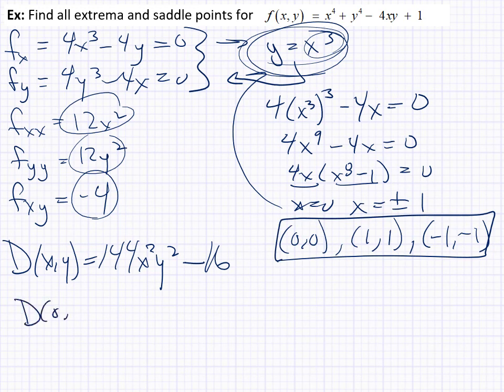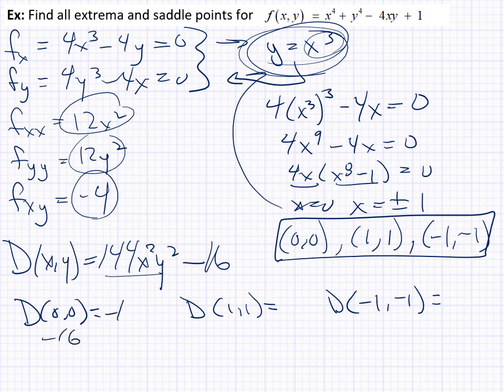Let's look at the discriminant at 0, 0. We'll look at the discriminant at 1, 1. And the discriminant at -1, -1. And then if we have to, we'll look at fxx. So 0, 0 for the discriminant, that's going to give me -16. Oops, -16, let's write it there. That's negative. So that tells me that 0, 0 is a saddle point again.